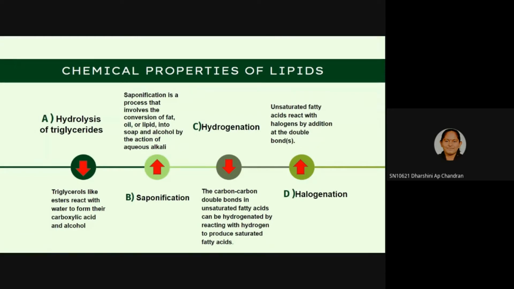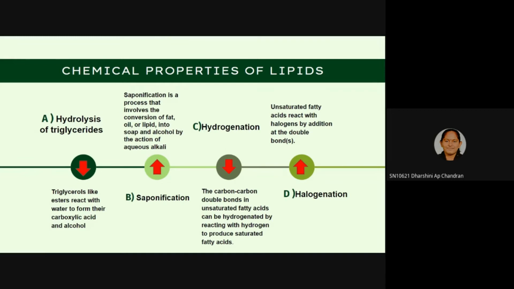Next, chemical properties of lipid. First, hydrolysis of triglyceride. This is a reverse process of esterification. In this reaction, triglycerides like ester can react with water to form carboxylic acid and alcohol. Second, saponification reaction. Saponification is a process that involves the conversion of fat, oil, and lipid into soap and alcohol by the reaction of aqueous alkali.